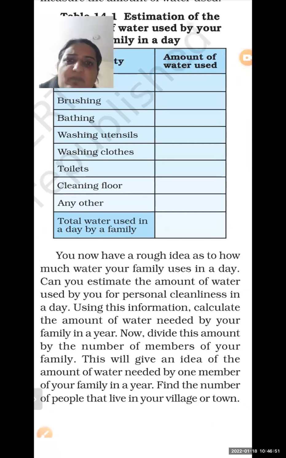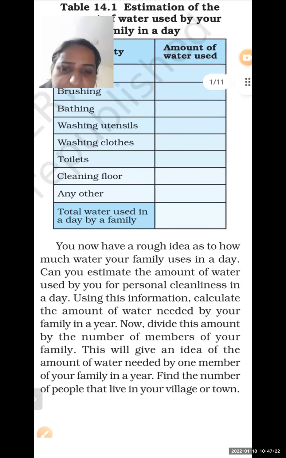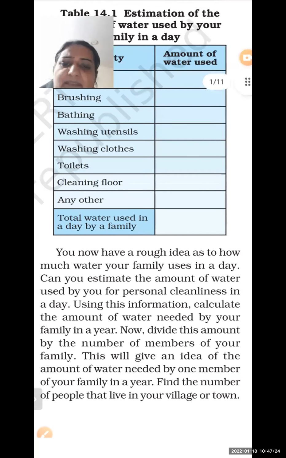Can you estimate the amount of water used by you for personal cleanliness in a day? There are so many ways in which we use water for personal cleanliness. Using this information, calculate the amount of water needed by your family in a year. In a similar way, we can also find the amount of water in a year.